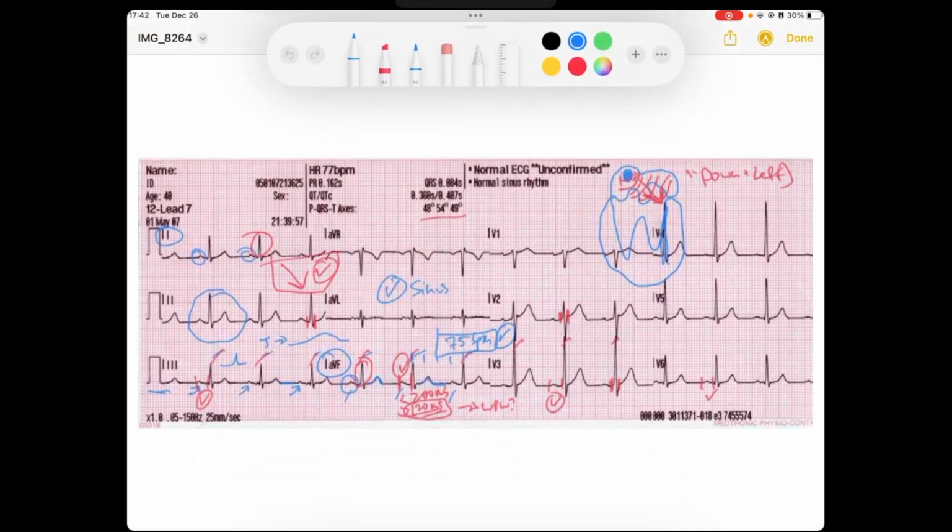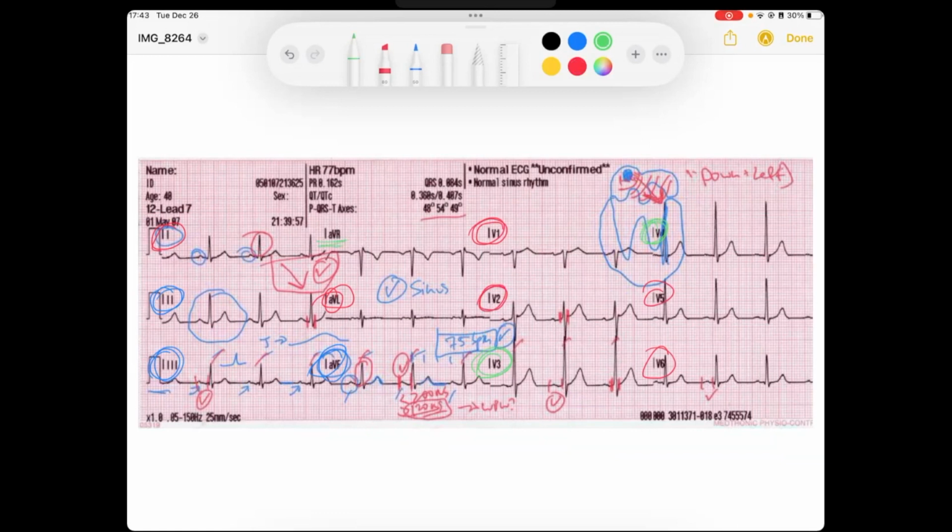And so I scan my leads anatomically. I'm going to start with the lateral leads: lead 1, lead AVL, V5, and V6. Then I'll go to the inferior leads, which are leads 2, 3, and AVF. And then from there, I'll look at the septal leads, V1 and V2. And then I'll go to my anterior leads, which are V3 and V4.